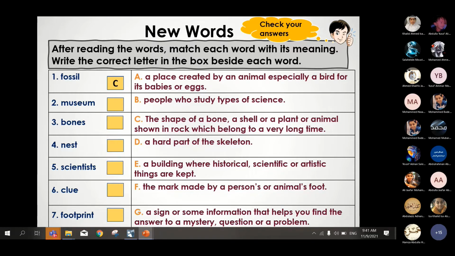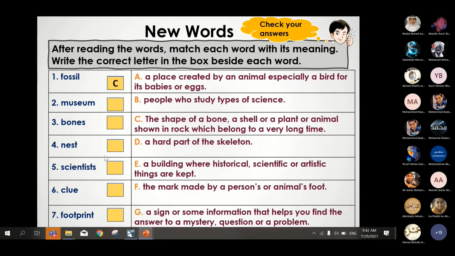Peace be upon you. Mr. Yes, right. I forgot the meaning of nest. Nest is the house of the birds where they lay eggs. Okay. Ahmad Abdullah, bravo. Ahmad Abdullah wrote in the chat box that clue means the mark made by persons or animals' foot. Bravo, Ahmad Abdullah. Ghaith, 1 goes with C, okay.